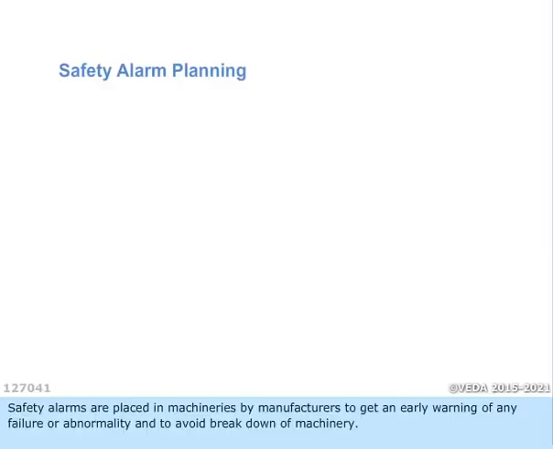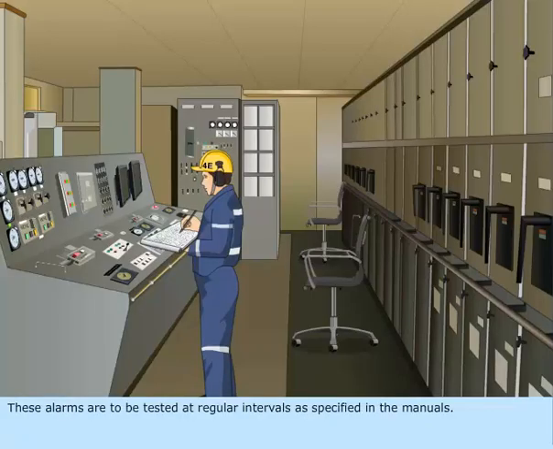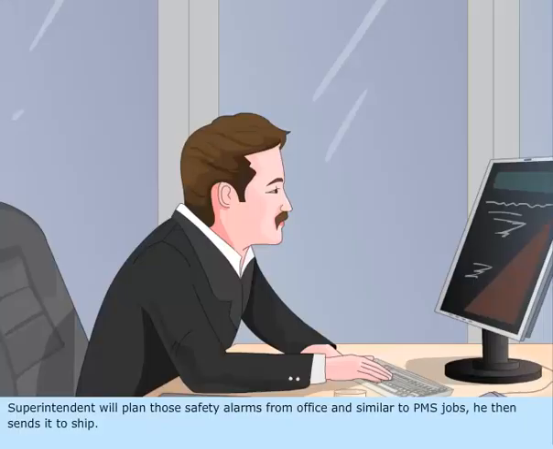Safety alarms are placed in machineries by manufacturers to get an early warning of any failure or abnormality and to avoid breakdown of machinery. These alarms are to be tested at regular intervals as specified in the manuals. Superintendent will plan those safety alarms from office and similar to PMS jobs. He then sends it to ship.